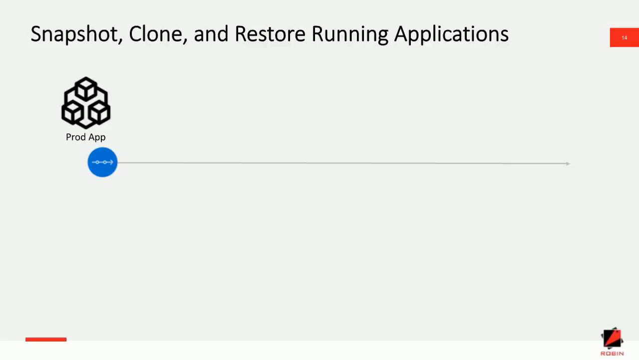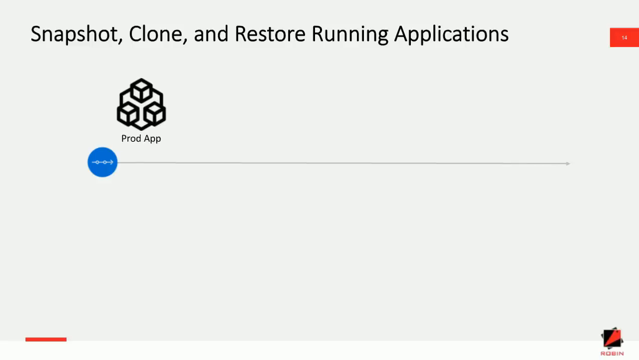Another benefit of running on the Robin platform is you get to version your application and your data. So let's play out a scenario because it's easier to understand if you just walk through a scenario. Let's say I have a production application. It's a 3-tier app, so I'll show you the icon with the 3 blocks here. So there are 3 components: your app, web, and database tiers.